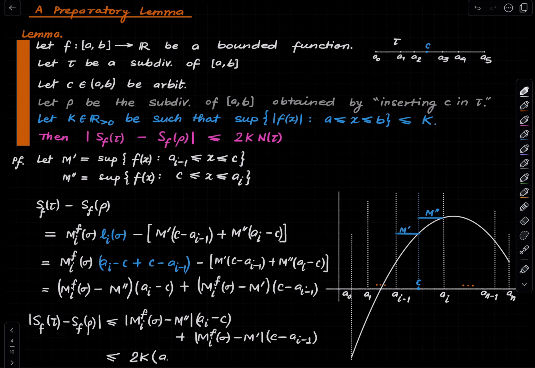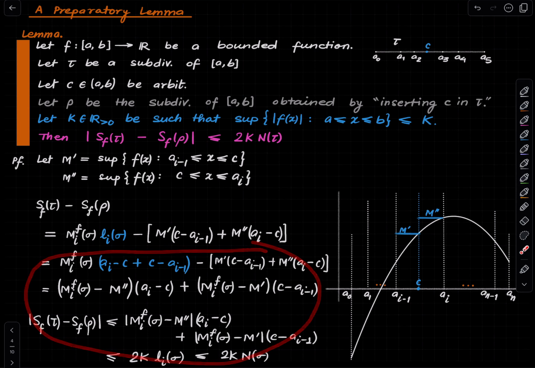So 2k times (a_i minus c plus c minus a_{i-1}), right? And so this is just l_i sigma, and that is of course at most the norm of sigma, so we have our expression. Very simple proof. It's best to do it on your own rather than look at all these grisly symbols. Looks quite horrible, but okay.